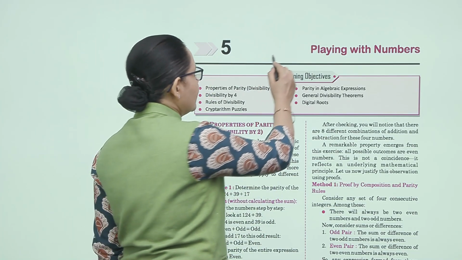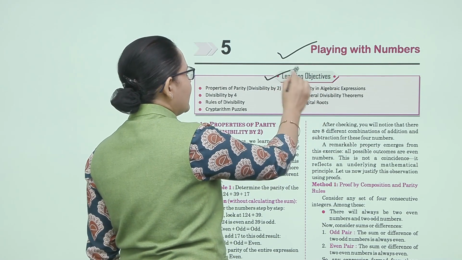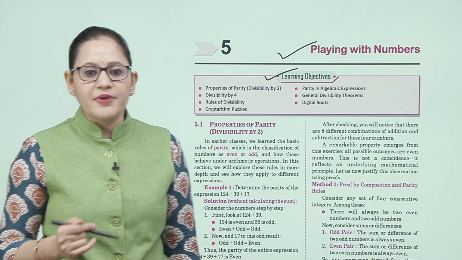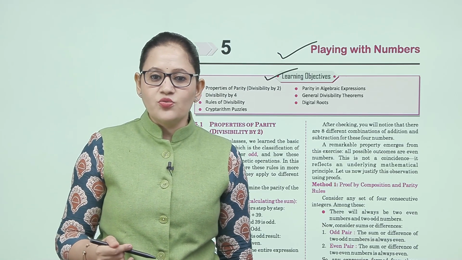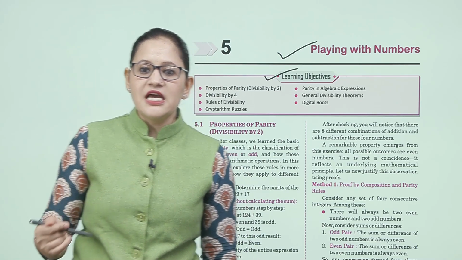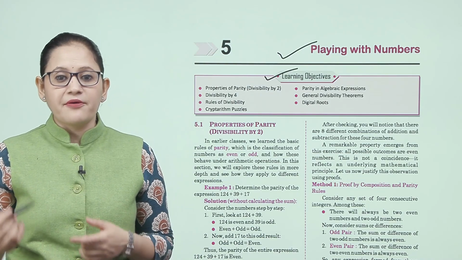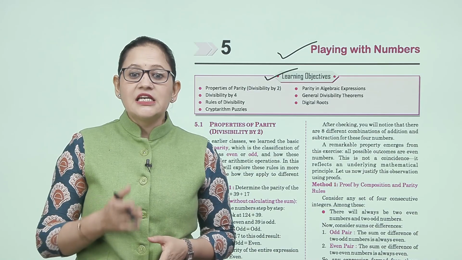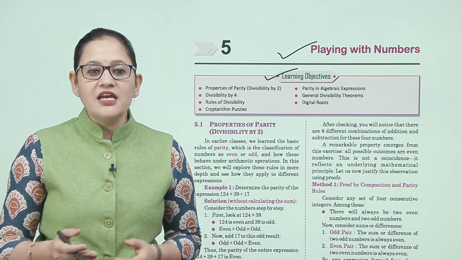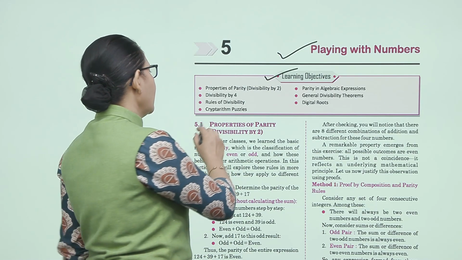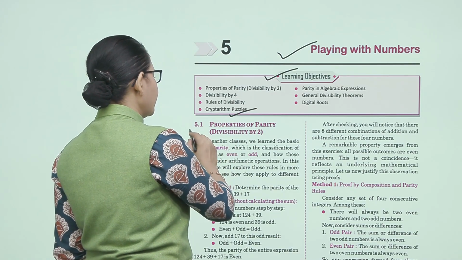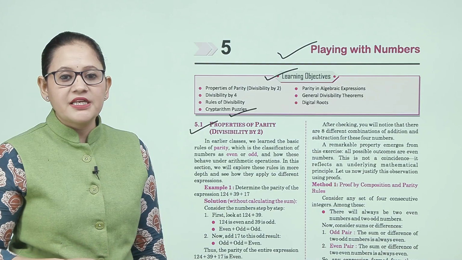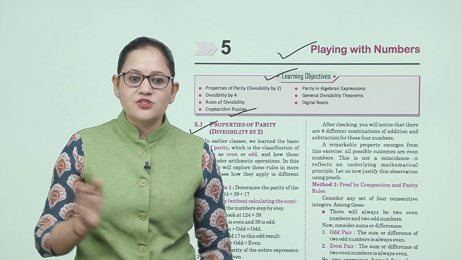Let's see the chapter Playing with Numbers, and our learning objectives in this chapter are properties of parity, divisibility by 2, then parity in algebraic expressions, divisibility by 4, general divisibility theorems, rules of divisibility, digital roots, and Tri-Tychon puzzles. So we are going to start with the properties of parity, divisibility by 2.